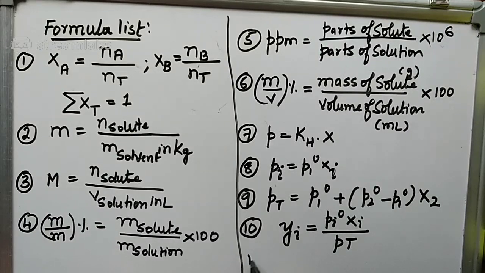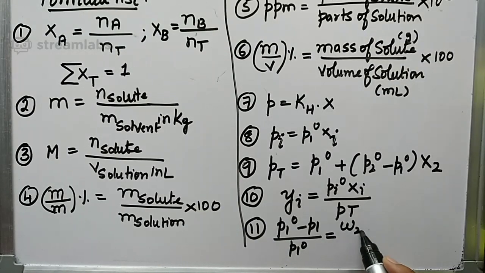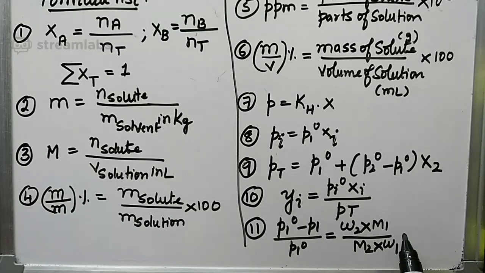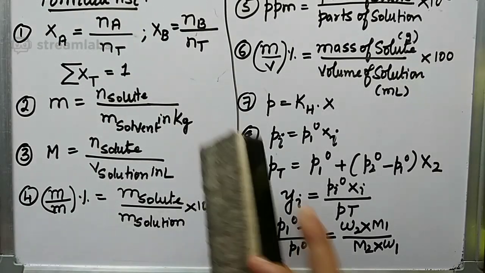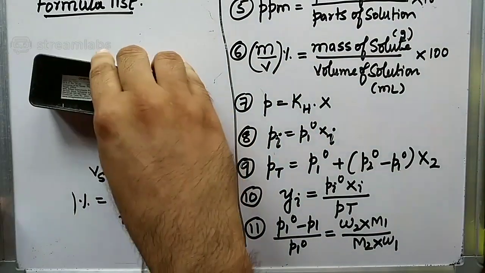So then the 11th formula that we have studied was RLVP, P1 naught minus P1 divided by P1 naught, that is equal to W2 into M1 divided by M2 into W1. So usually for the board examination we don't use the Van't Hoff factor, so it is always equal to 1. Electrolytes will not be given. Then let me give you the next formula.